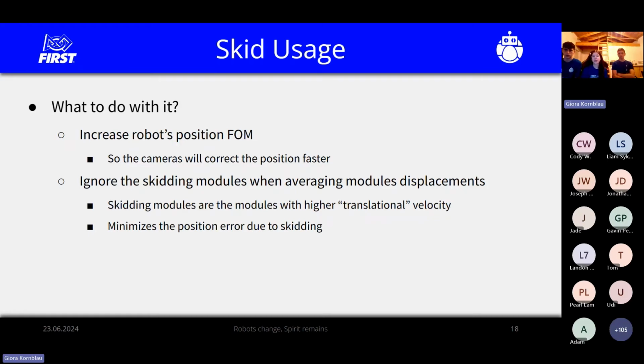By ignoring this, it minimizes the position error due to skidding, and we also increase the position foam. This is how we know not to trust it. And the third thing we do is we also put it into our logger. When we are skidding, this helps us also debug later.